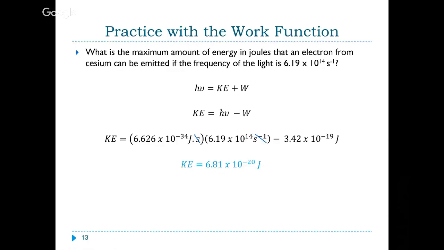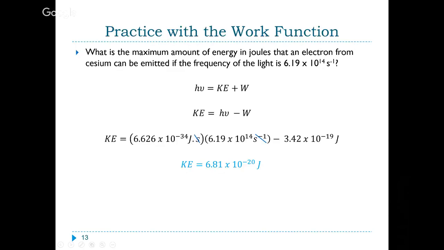We looked at the last slide and saw that the work function for our metal was 3.42 times 10 to the negative 19th joules. So we plug that in here. We want to know what our kinetic energy is. So we've just rearranged this equation so that KE equals h nu minus W. We're given a frequency, we plug that into nu. We know what Planck's constant is. That's fixed. So we multiply these two values together, and then we subtract out the work function energy.